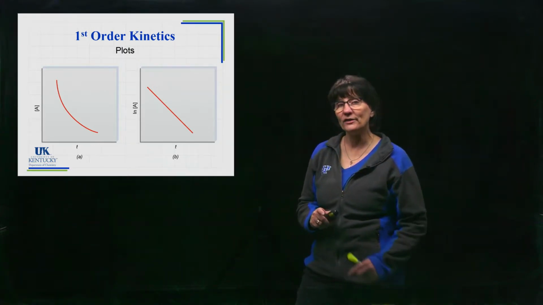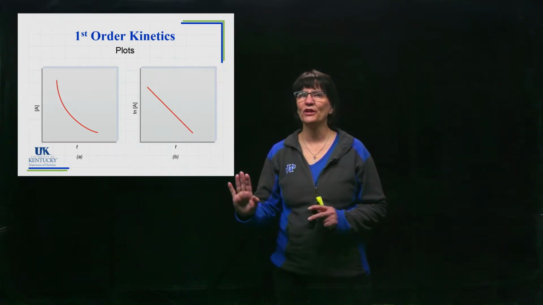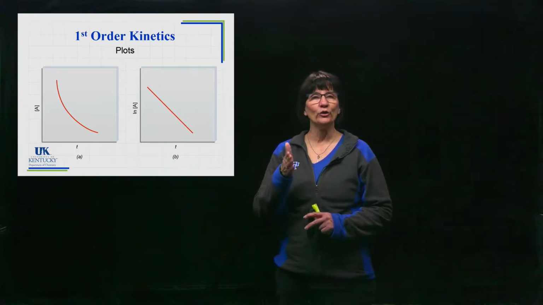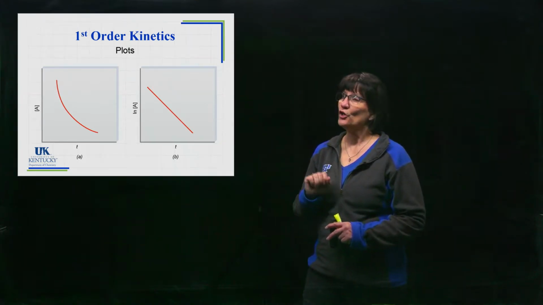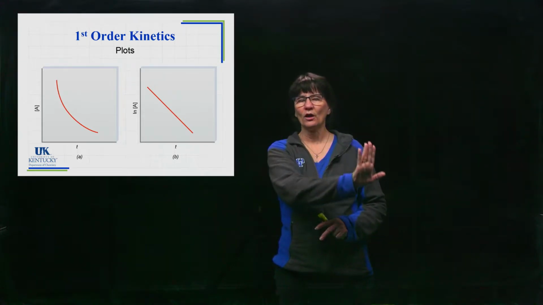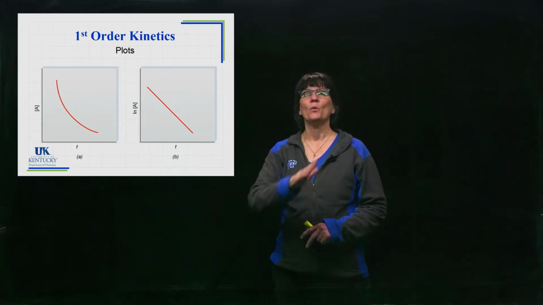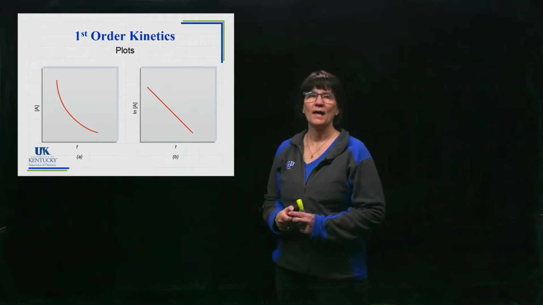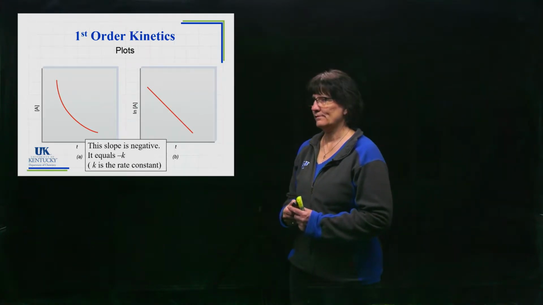One of the things that you're going to need to know as we proceed through here is what you would have to plot in order to get a linear graph for each one of these orders. So right now, for first order, we know we would have to plot natural log of concentration versus time. We'd get a straight line with a negative slope.